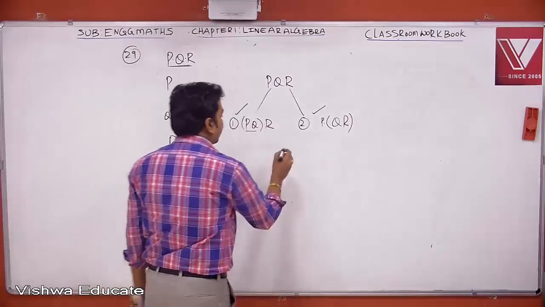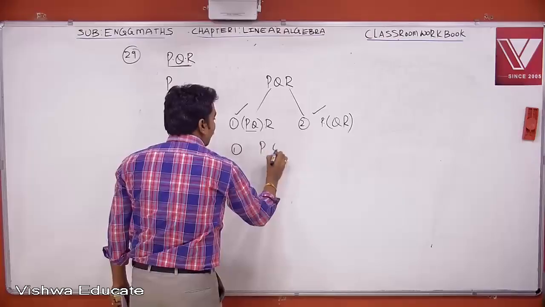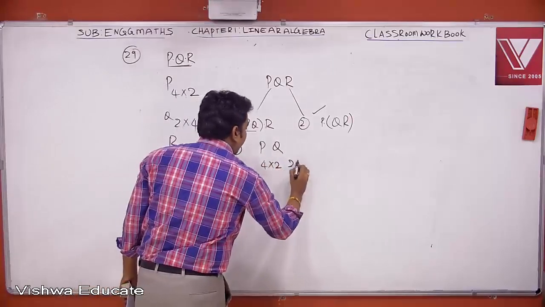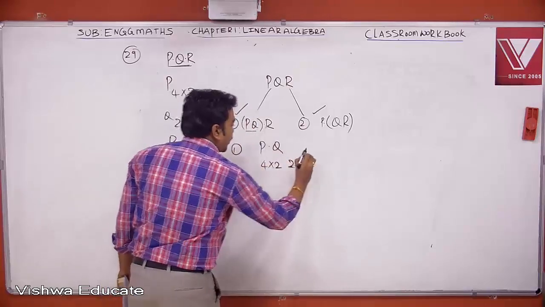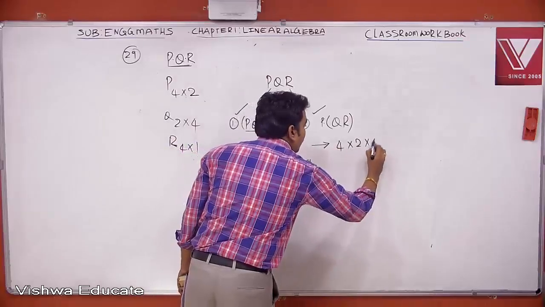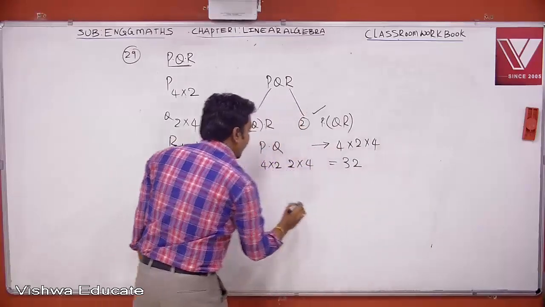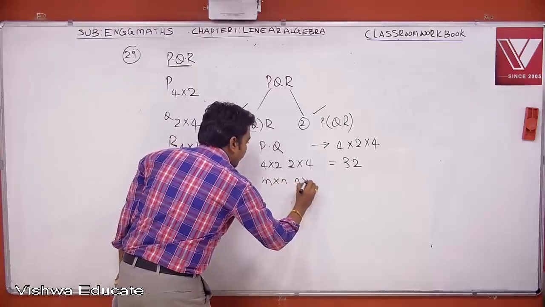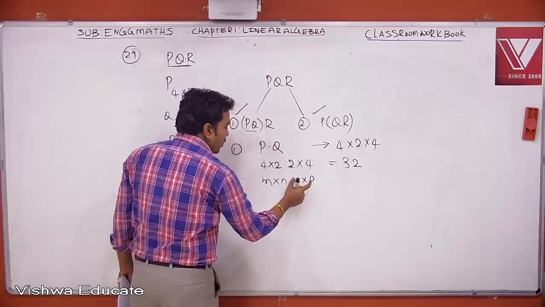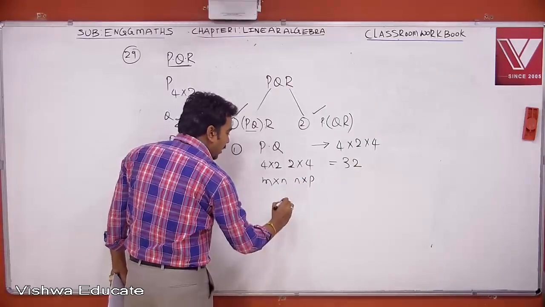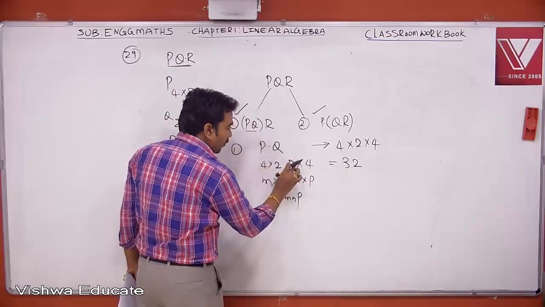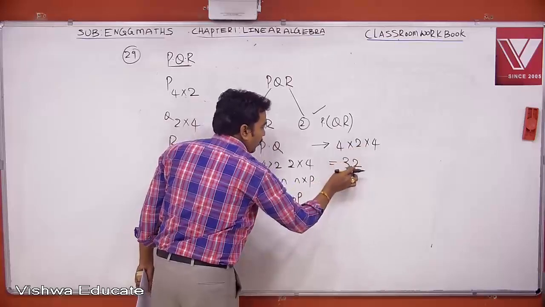Now let us find case 1. For PQ, what is the dimension of P? This is 4 cross 2 and Q dimension is 2 cross 4. So in order to multiply PQ, the total number of scalar multiplications is 4 into 2 into 4, which equals 32 according to the formula. If you want to multiply two matrices with the dimensions m cross n and n cross p, the total number of scalar multiplications required is m n p. So according to that formula, this becomes 4 into 2 into 4, where the 2 is repeated twice, so count it one time. It is 32.